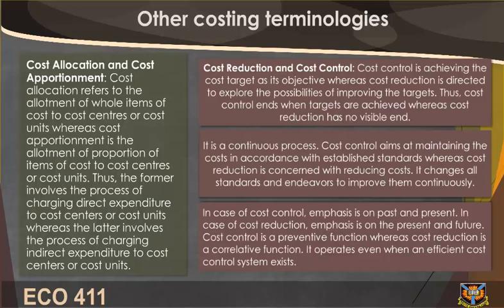Cost control is achieving the cost target as its objective, whereas cost reduction is directed to explore the possibilities of improving the targets. Thus, cost control ends when targets are achieved, whereas cost reduction has no visible end. It is a continuous process.